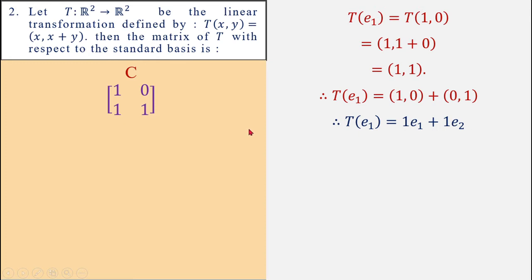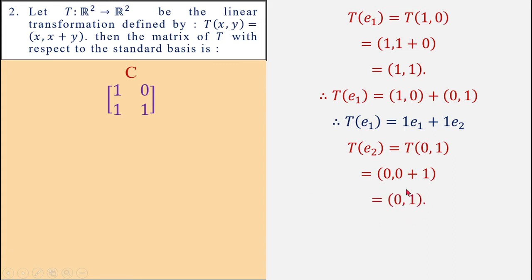Okay. Now you have to take the second standard basis vector of the domain and find its image under the given transformation. That means T of E2 vector is equal to T of (0, 1). You have to substitute x equals 0, y equals 1 in this transformation. So you will get (0, 0 plus 1). It is equal to (0, 1).